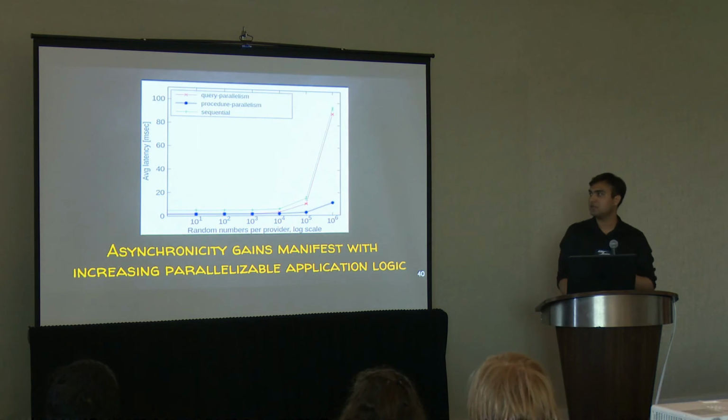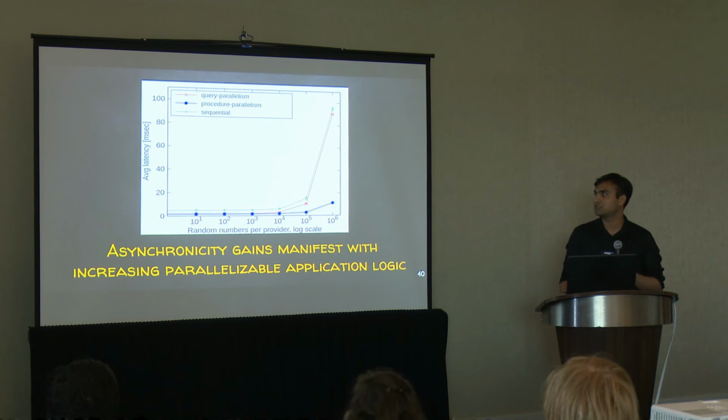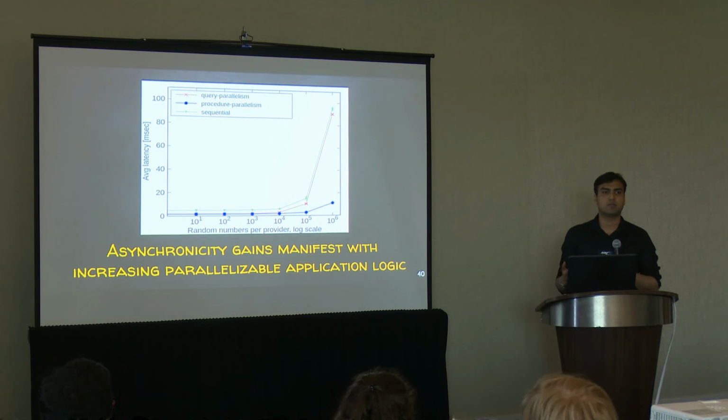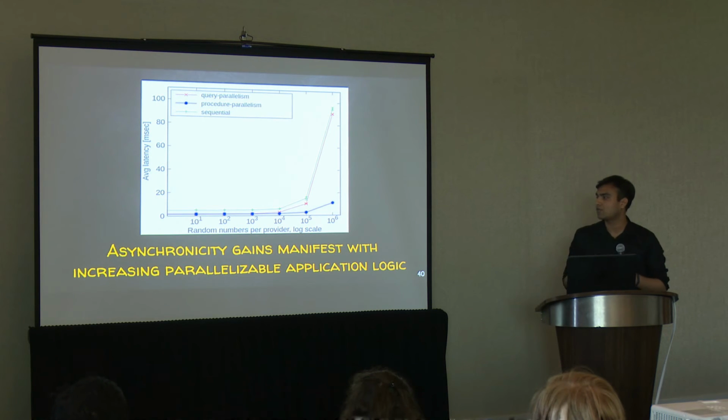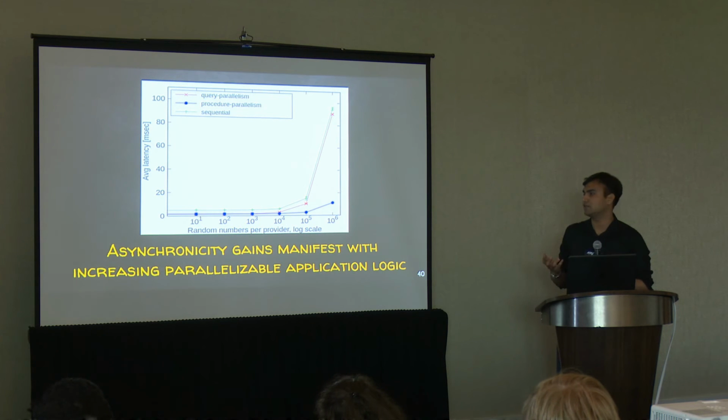So for this result, on the x-axis, I have the complexity of the risk simulation, which is approximated by the random numbers generation per provider in log scale. And on the y-axis, I have the average latency in milliseconds. And we can see that as we increase the amount of parallelizable application logic, different programs which leverage different amounts of asynchronicity, then different asynchronicity gains start to manifest.